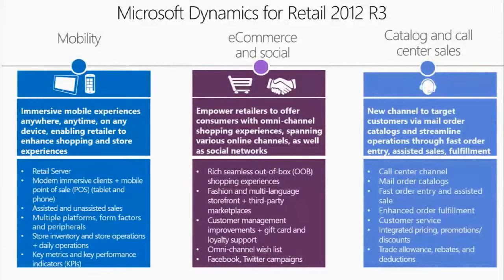So the ability to do actual things like store reports, the ability to do, for example, stock counts and things like that on a mobile client will be added in this release. And then, of course, in e-commerce and social, we've added both the ability to have multiple templates, including a fashion template, the ability to do, for example, lists and gift cards across all channels, the ability to initiate them even in the e-commerce channel, and then, of course, additional capabilities around Facebook and Twitter campaigns.